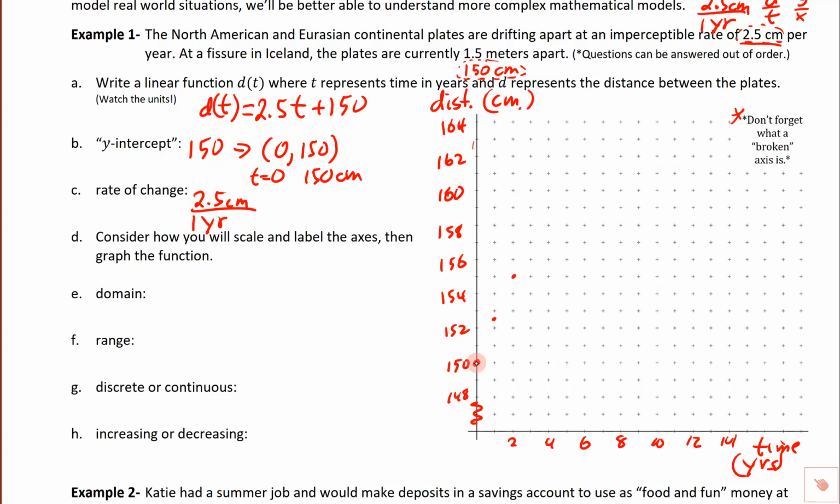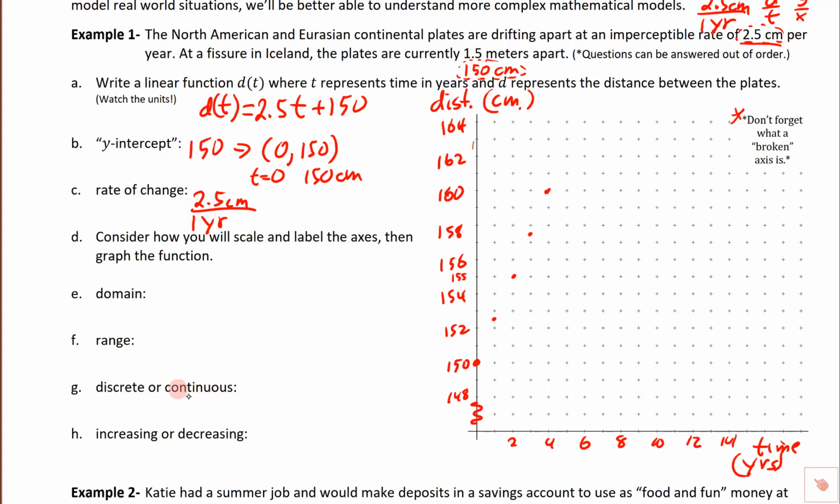Now, you'll notice that in 2 years, we've gone from 150 up to 155, and then we went over 2 years. So we're going to go up 2.5 centimeters over 1 year. And you'll notice with that same 4-year path here, 4 years went by and we went 10 centimeters up. So this looks a little bit better.